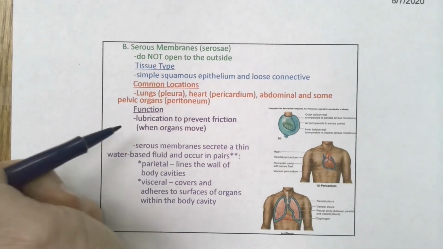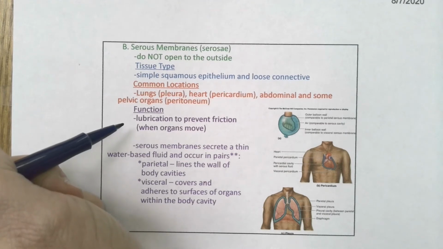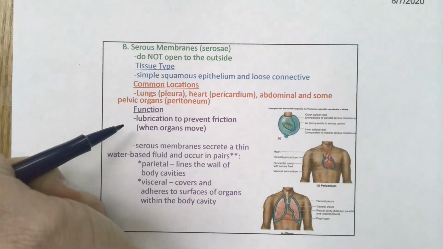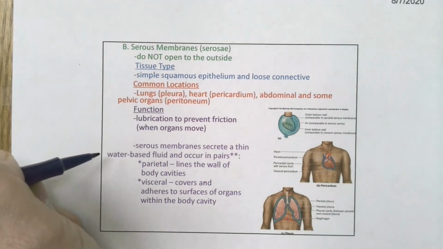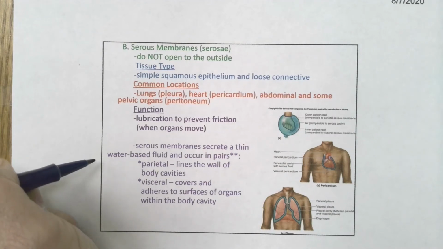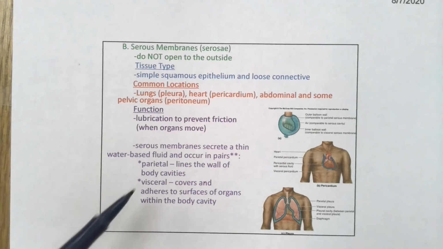In general, we say that they are to prevent friction and to provide lubrication, because organs are going to move, and so we need to reduce friction and they need to be lubricated in order to help to reduce that friction. All serous membranes have 2 layers to them, so they always occur in pairs, and between those 2 layers there's serous fluid, which is a water-based fluid. So the parietal layer and the visceral layer are the 2 layers.